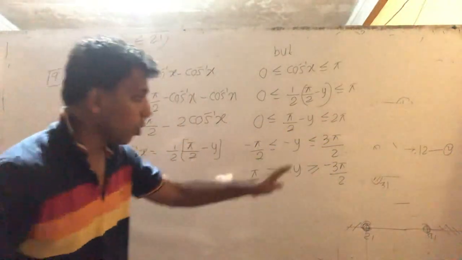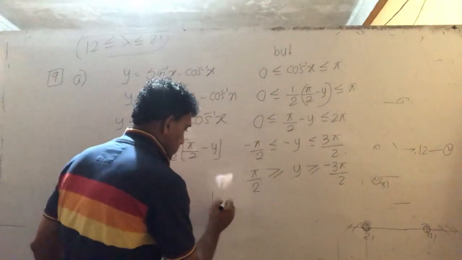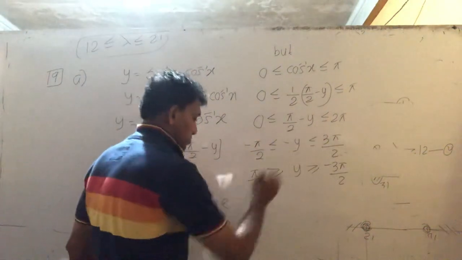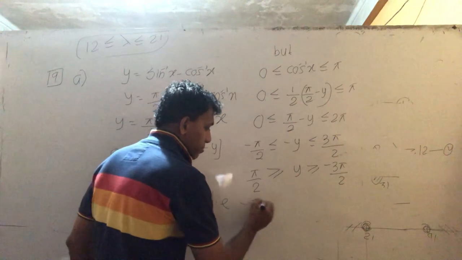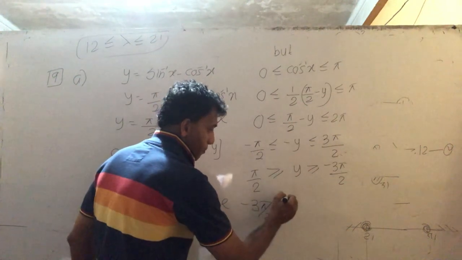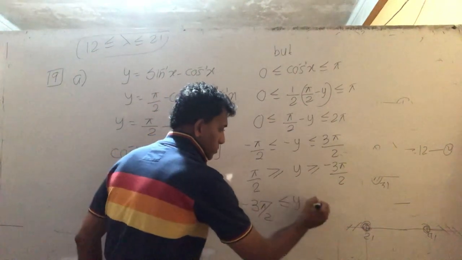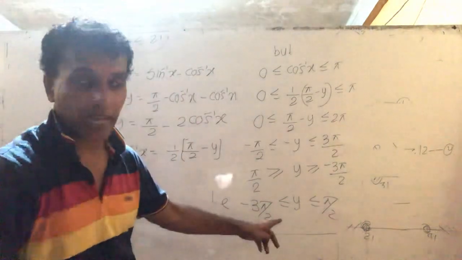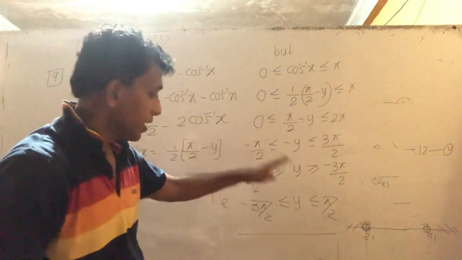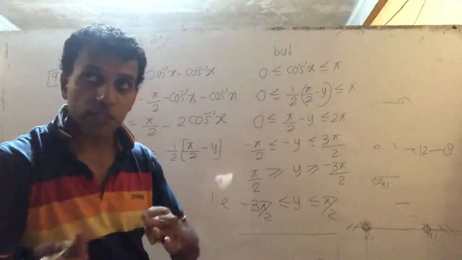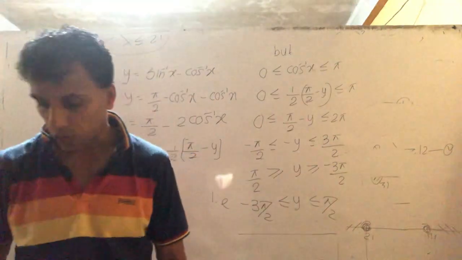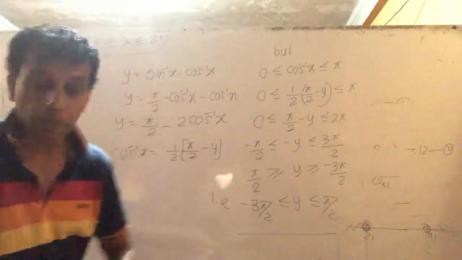When writing the inequality, we show it from small to large, so the small one is minus 3 pi by 2. As I mentioned, the problem was y, therefore y lies between minus 3 pi by 2 and plus pi by 2. That is the solution.